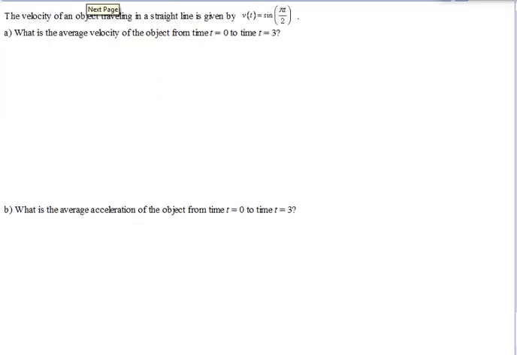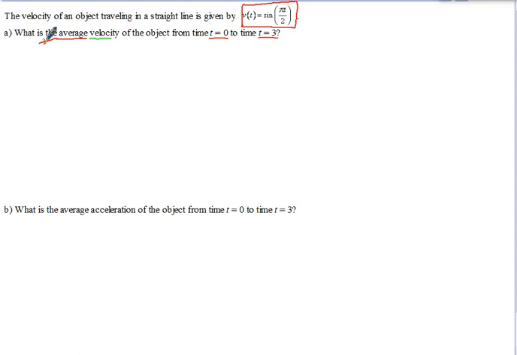All right, now let's take a look at an application with position, velocity, and acceleration. So it says the velocity of an object traveling in a straight line is given by this. So here's our velocity function. And we want to find the average velocity on the time interval from 0 to 3.